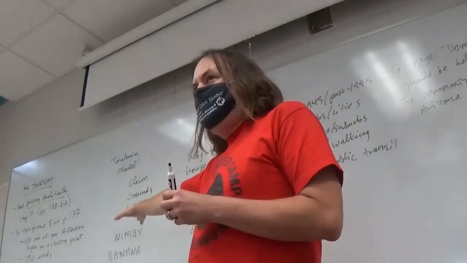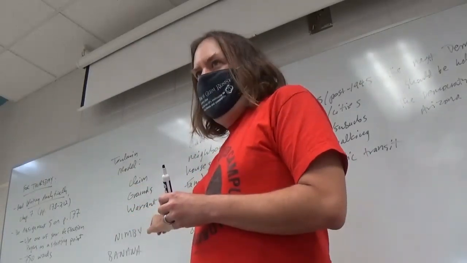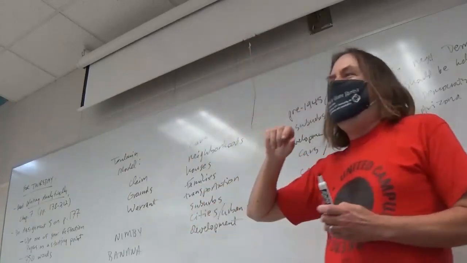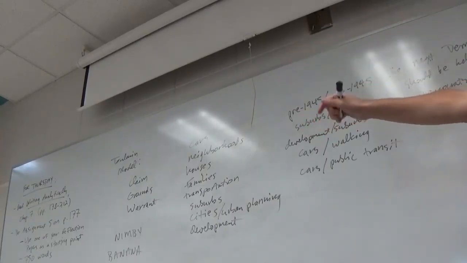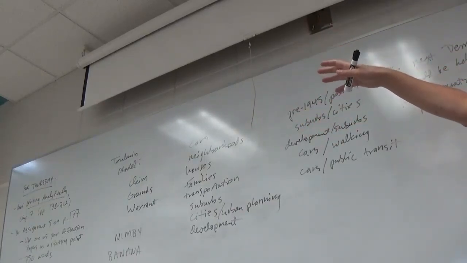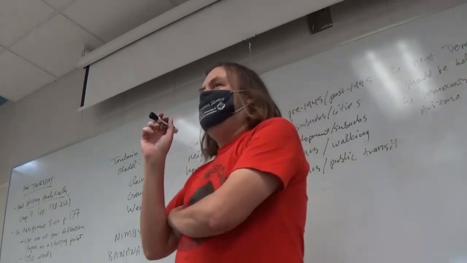BANANA is my personal favorite. It stands for build absolutely nothing anywhere near anything. And the BANANA is the NIMBY on steroids, right? The BANANA wants to make sure that everything is kind of separated away from everything else. And does it seem weird to you that people wouldn't want new housing units, schools, hospitals, and retail centers in their neighborhoods? Why do you think they don't want them there?